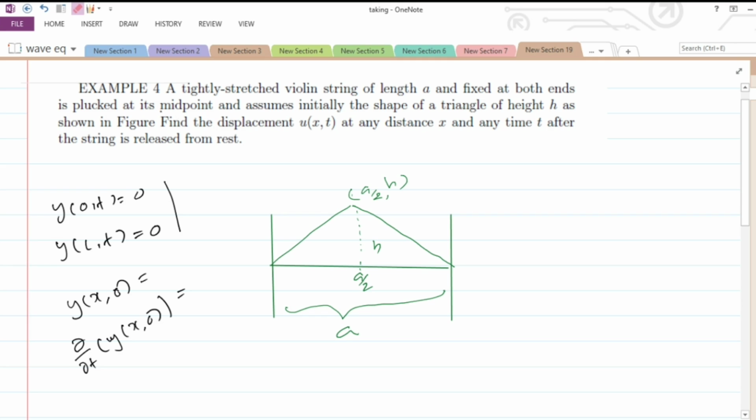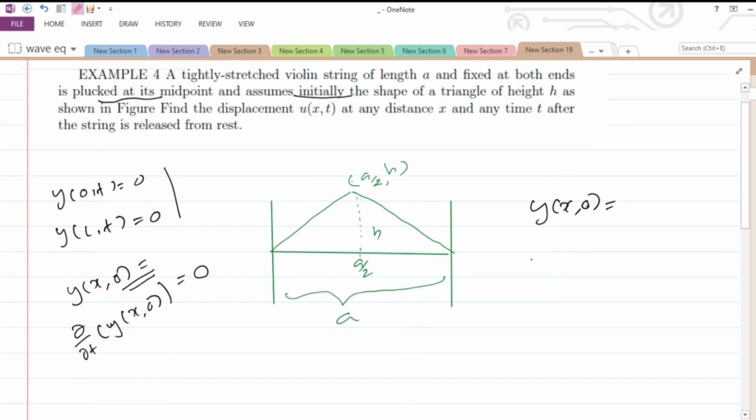This is given that the string is plucked at the midpoint and assumes an initial shape. It was initially at a shape and we hold that, but for that we can say that the initial velocity is equal to 0. First of all, we need to find the initial displacement y of x, 0 from this particular statement.